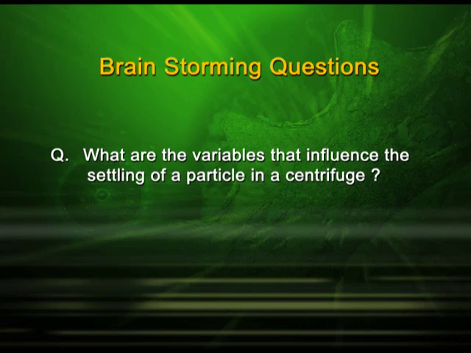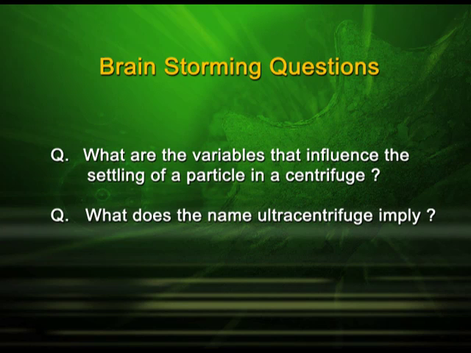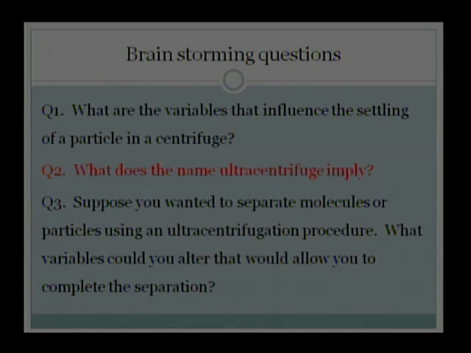So, today we have discussed in length about centrifuge, different types of centrifugal separations, and also we discussed the different types of centrifuge. Before we catch up with the next class or the next episode, there are a few brainstorming questions for you all to think about. First question: what are the variables that influence the settling of a particle in a centrifuge? Second, what does the name ultracentrifuge imply? Third, suppose you wanted to separate molecules or particles using an ultracentrifugation procedure. What variables could you alter that would allow you to complete the separation?